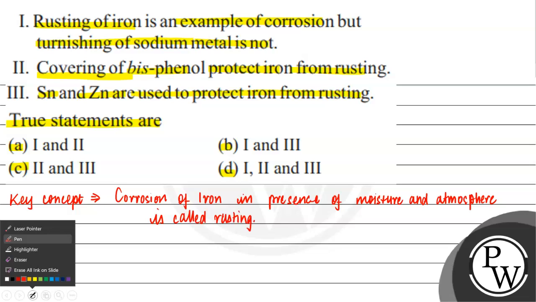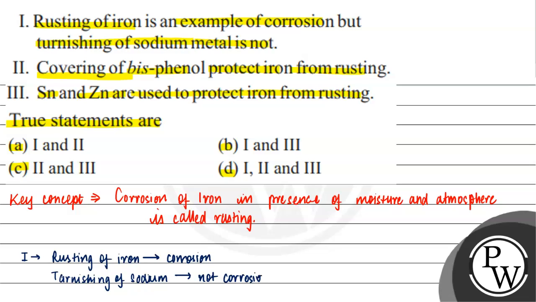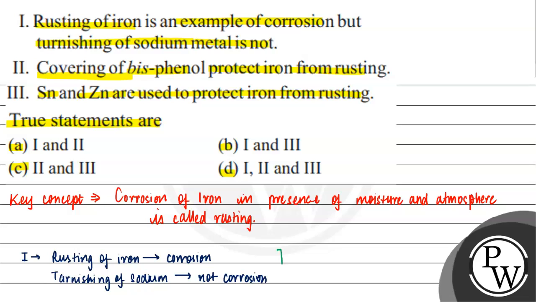Now, if we look at the first statement that has been given to us, पहली statement हमें दे रखी है: rusting of iron is an example of corrosion, whereas tarnishing of sodium is not corrosion. So this statement that has been given to us is false.